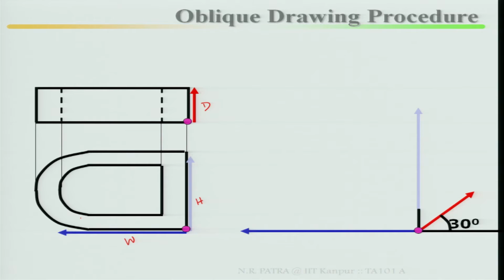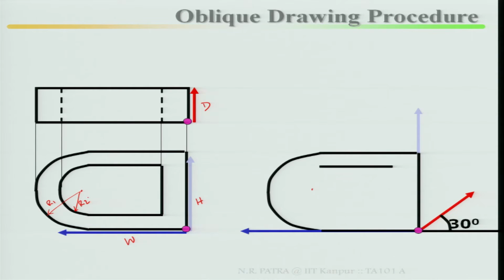So take the measurement: this is your height, this is your width. Finish it, then mark your center line, and take the measurements of your R1 and R2. Then draw the semicircles R1 and R2, the inner circle as well as the outer circle. Then once it is over, extend it in the depth direction.